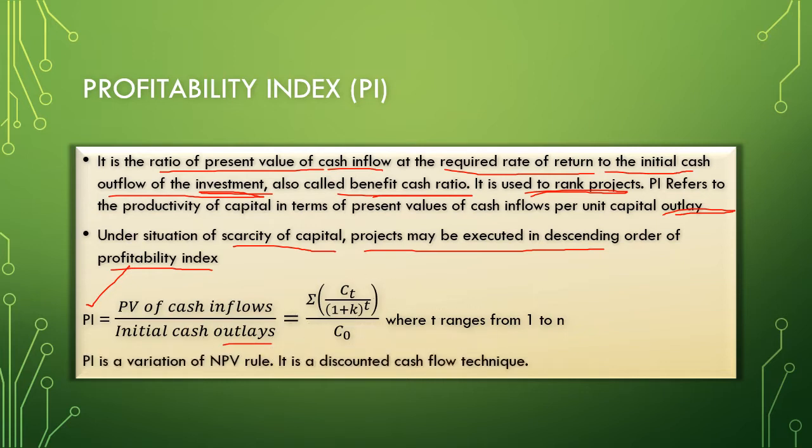PI, profitability index, is a variation of the net present value rule. It is also a discounted cash flow technique. In the first part of the series, I explained discounted cash flow and non-discounted cash flow techniques. Just go through it.